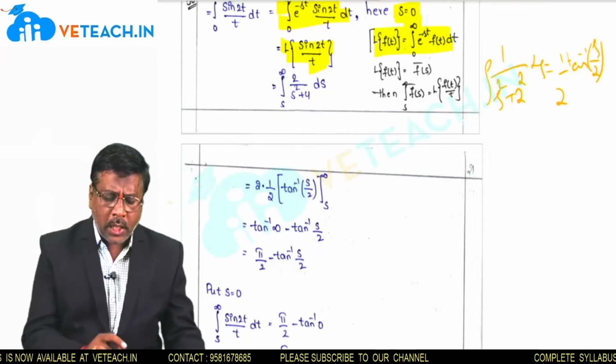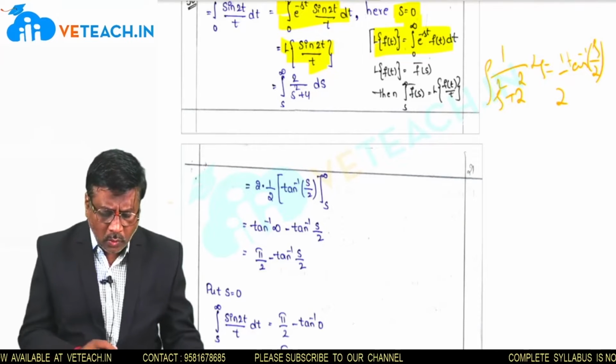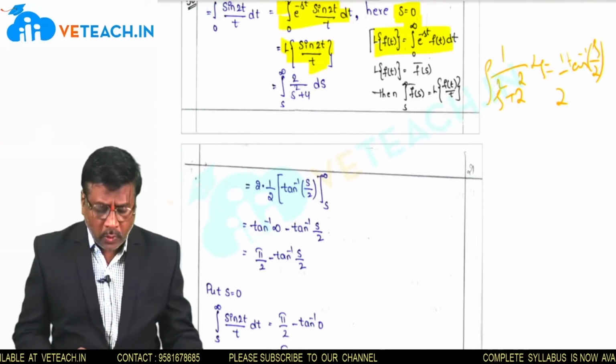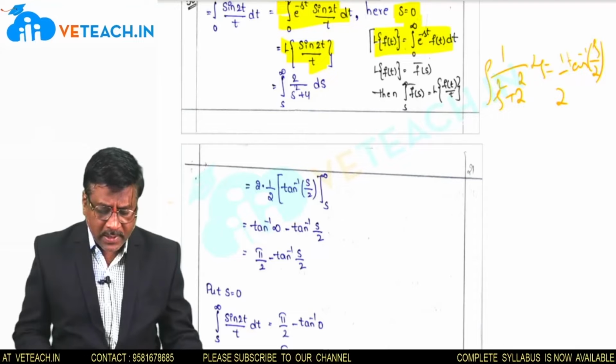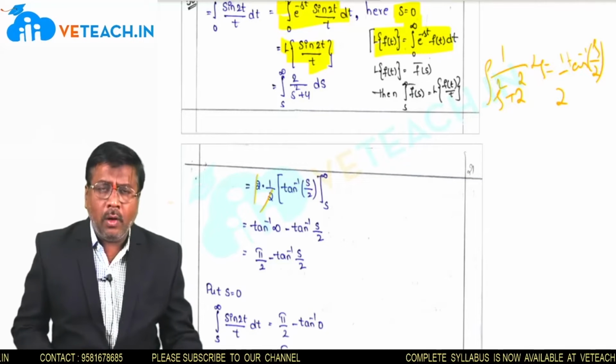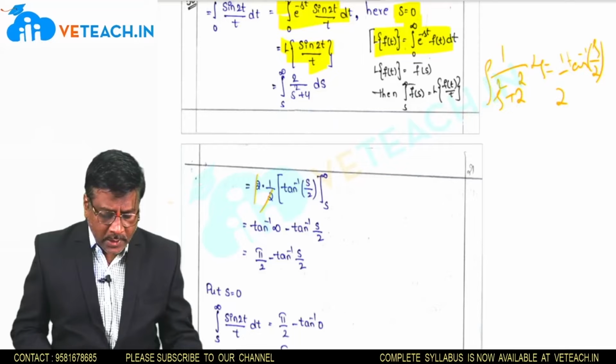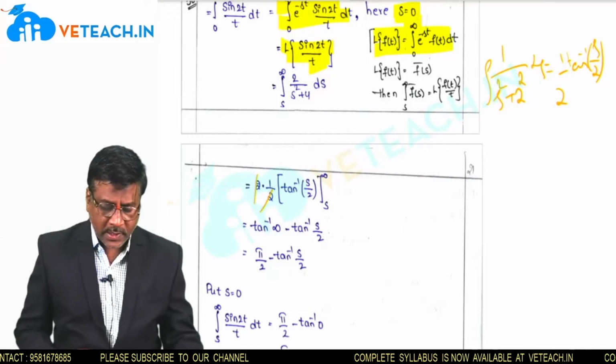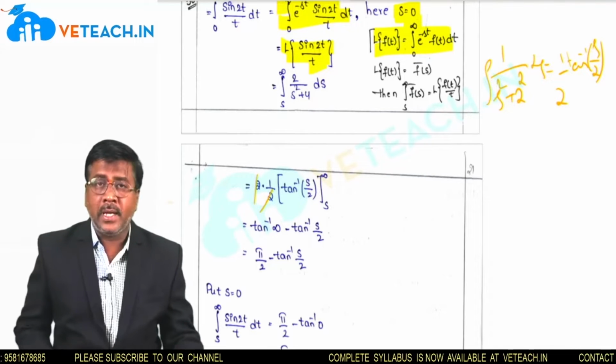Therefore, I have to take the integration, that is equal to, then we can take the upper and lower bounds, that is s to infinity. Whenever I have to take here, the 2 is cancelled, and take the upper limit, that is tan inverse of infinity minus tan inverse of s by 2, that is equal to pi by 2 minus tan inverse of s by 2.